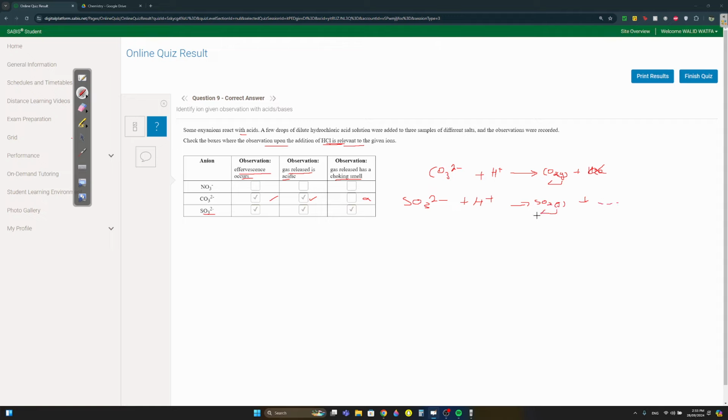But SO2 gas is characterized by effervescence because you're forming a gas. Effervescence is whenever you form a gas and there's bubbling. Gas release is acidic. Yes, SO2 is acidic because it turns litmus paper red. It has a choking smell. Yes, SO2 has a choking smell.